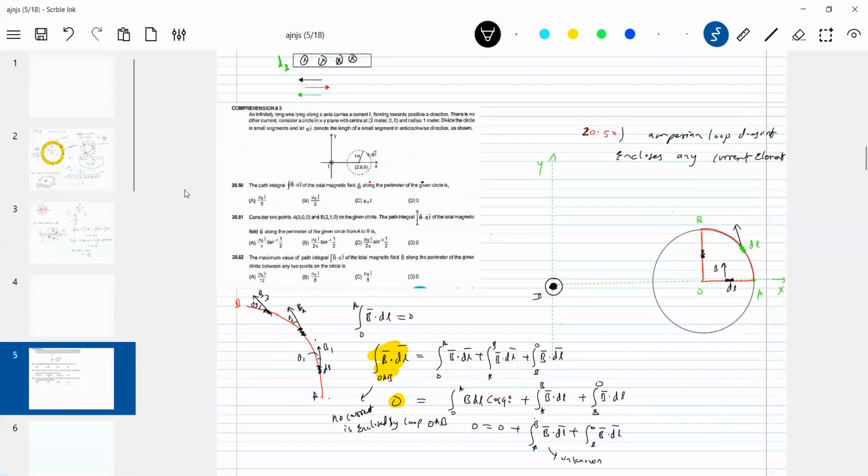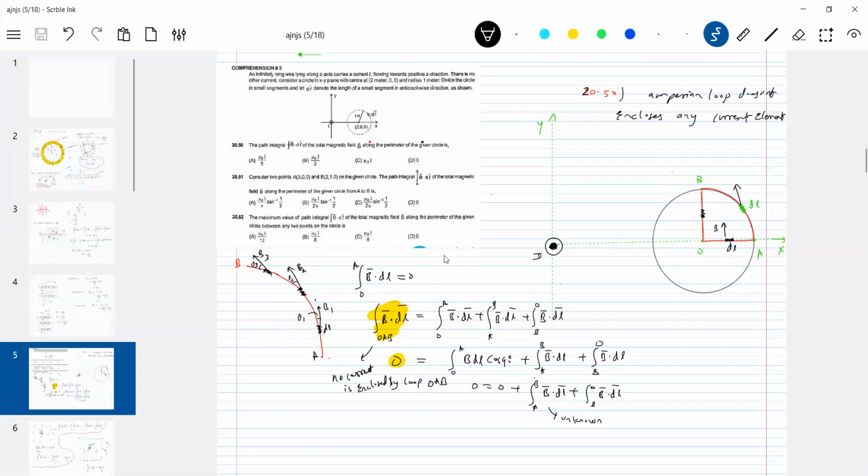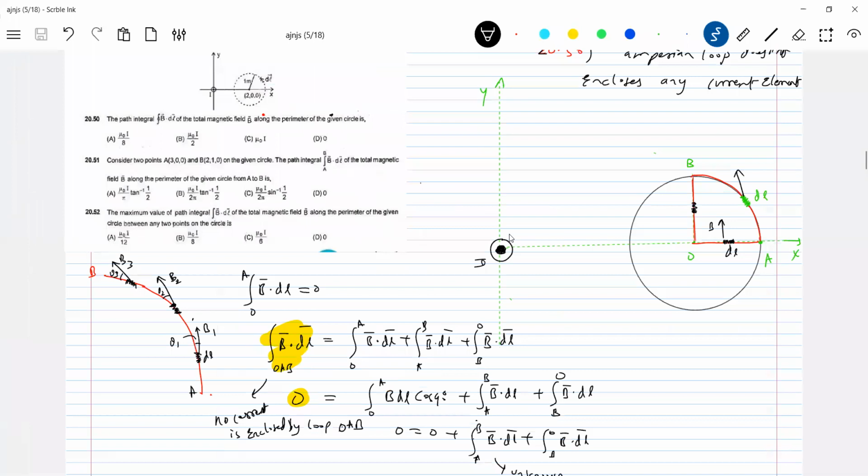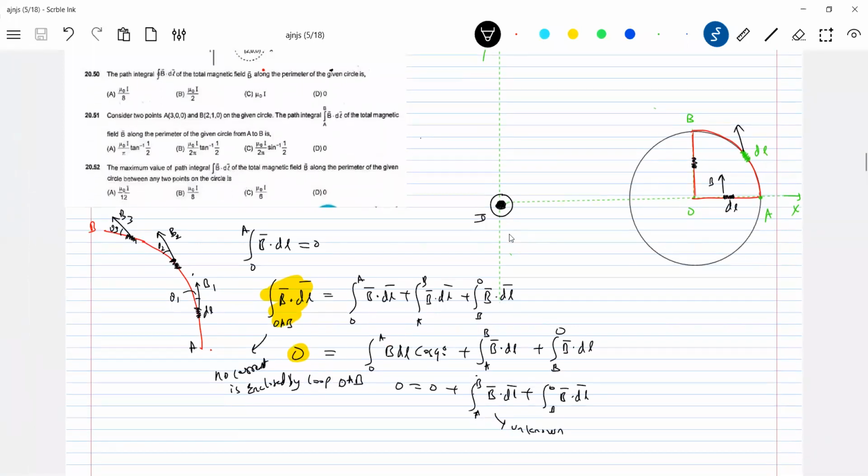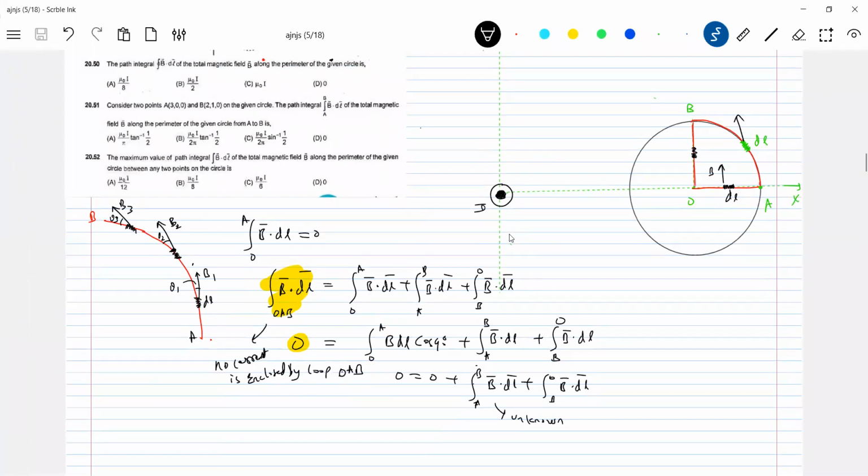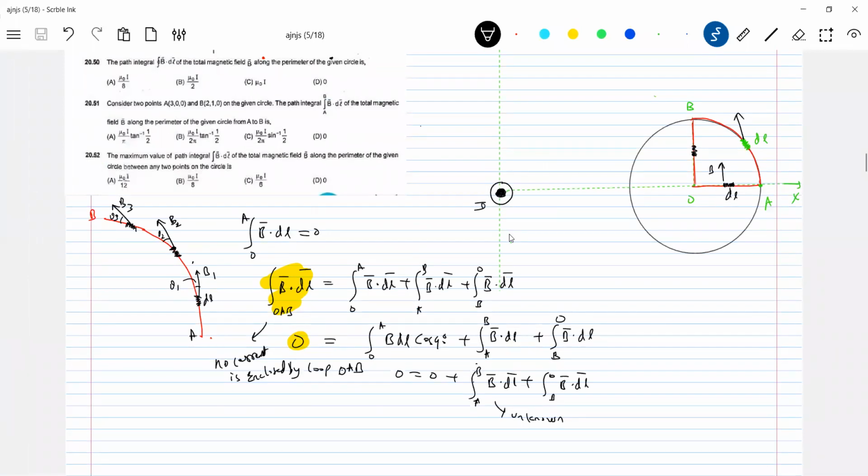Can we make OB a part of a loop, construct a loop, and think about how much it is going to link? OB only, AB we can't find out. And what is again the requirement? I'll come back to the problem. Hope everyone understood the logic which we wanted to generate there. Now let's focus on the numerical. Can we calculate OB or BO?